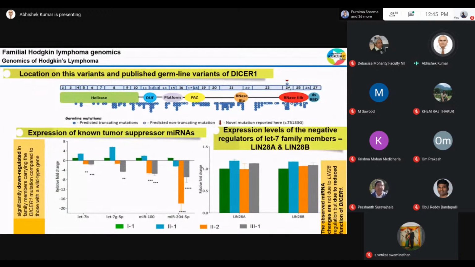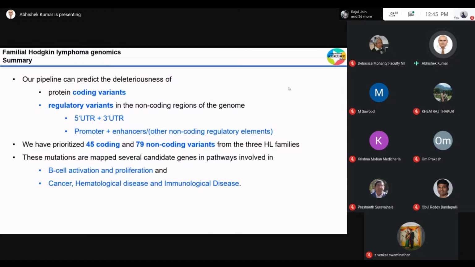So combining these, what we found is that our pipeline is capable of picking up coding variants and also regulatory variants. And in these cases of 3 HL families, we have identified 49 coding variants and 79 non-coding variants. Plus, we have identified genes mapped to the pathways related to B cell activation and proliferation and cancer, hematological disorder, immunological disorder. And similar findings were there from other groups as well.